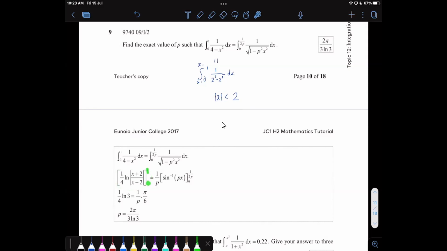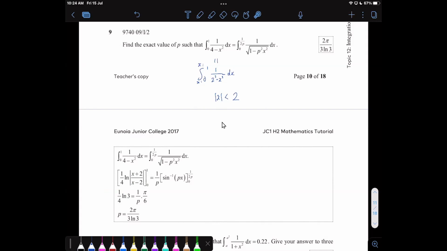and 0. Subbing in, you'll get 1/4 ln 3. Is that clear? How you get 1/4 ln 3? You get 1 plus 2 over 1 minus 2, which is 1 over -1, modulus, which is -1. So modulus of -1 is just +1, so ln of 1 is just 0. 1/4 times 0, you get a 0 in front. Then minus away this 1/4 ln 3.